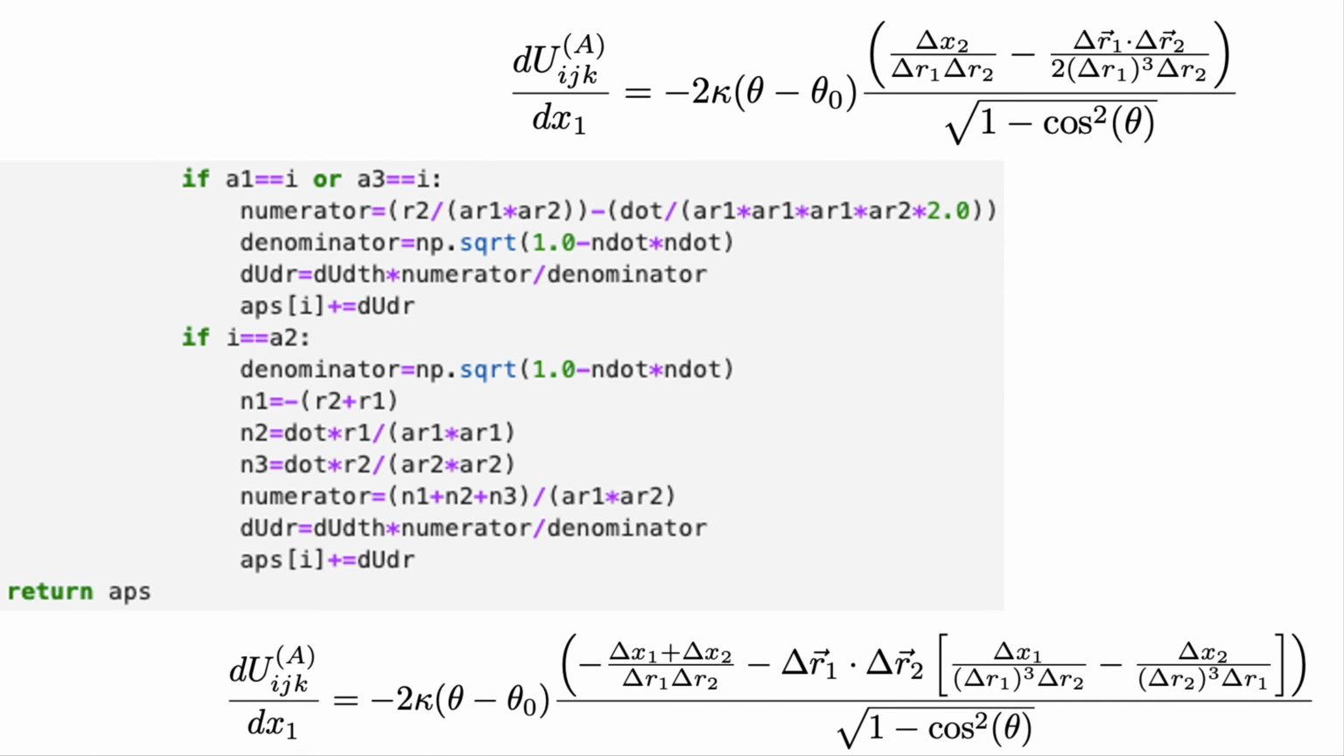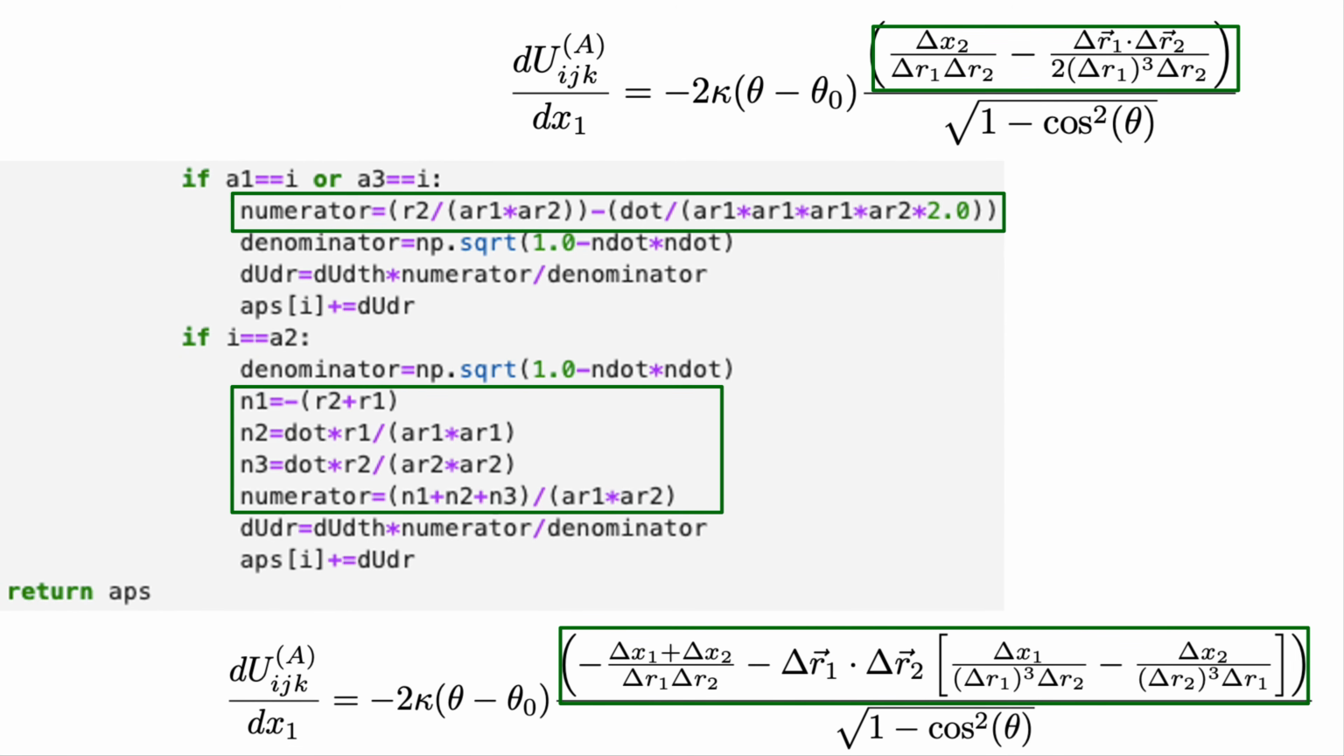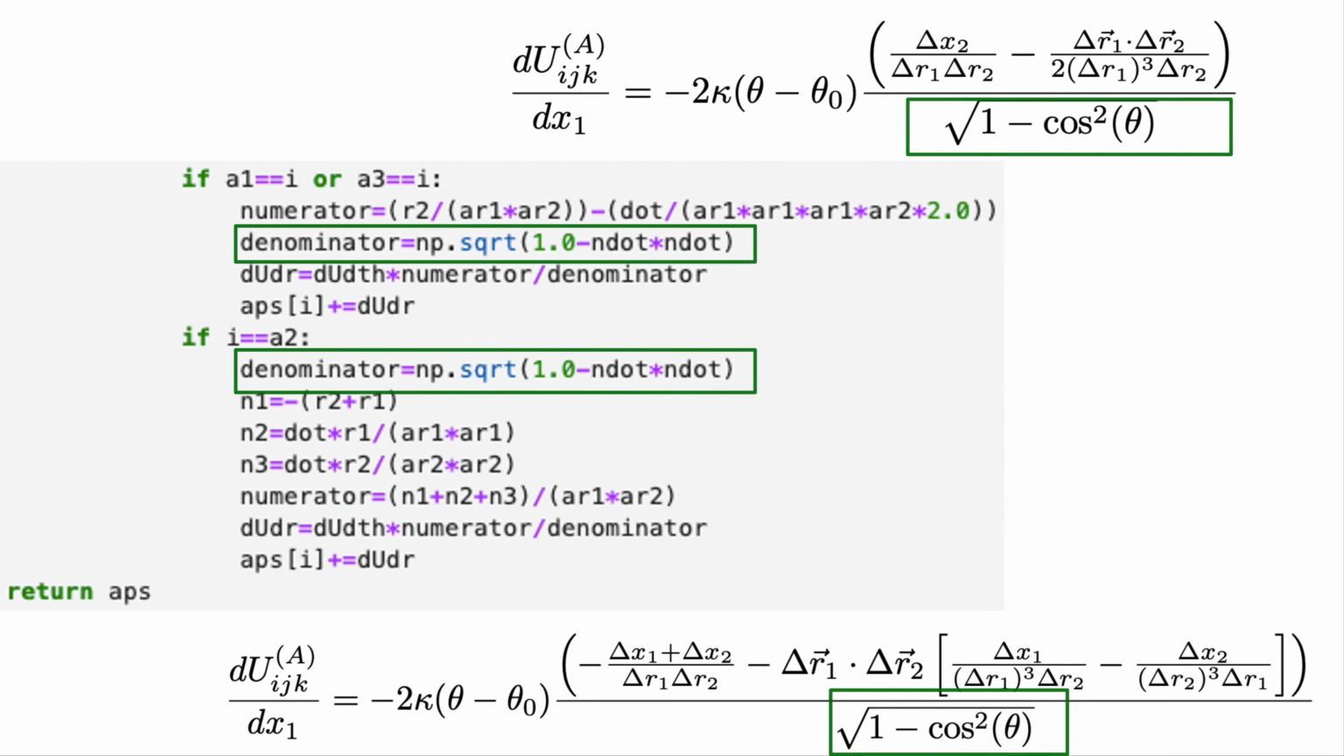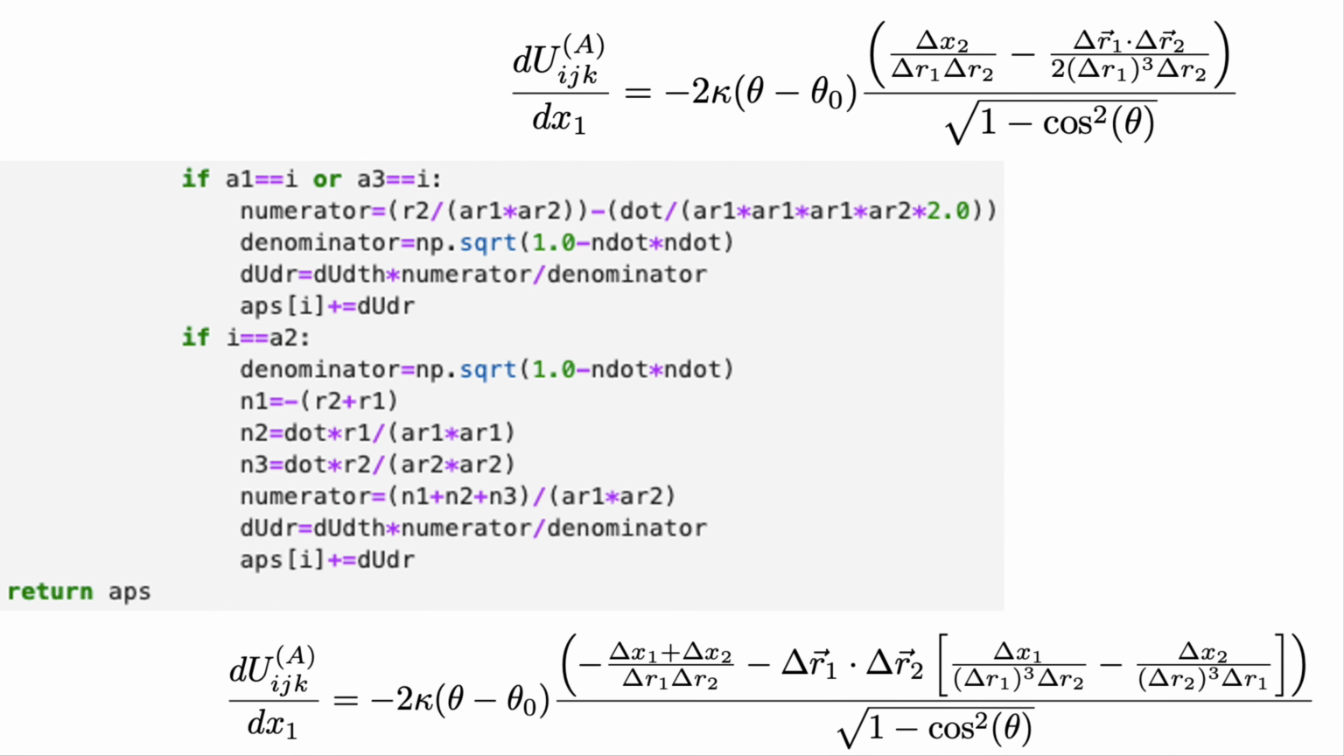I've rewritten the previous equations in a way that makes it clear how I combine them in the code. Numerator is just the numerator in this big fraction, and denominator is the denominator, i.e. it's just sine theta, but written in terms of what's easily accessible, i.e. cos theta. And recall that the minus sign is already in the variable du d theta.